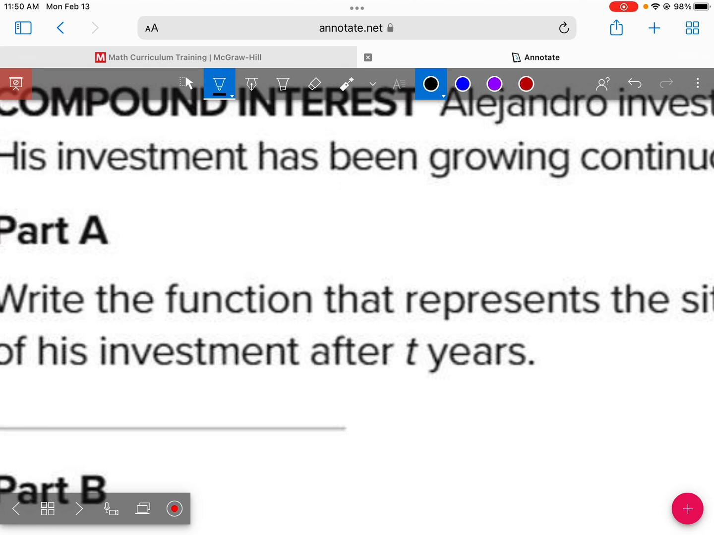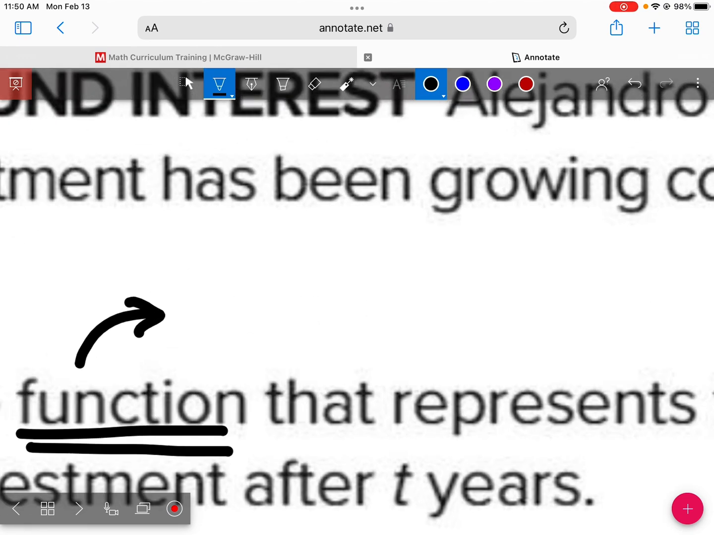Part A, what are we supposed to do? Write a function rule. What does that mean for what I'm getting ready to write? A and T need to stay letters.